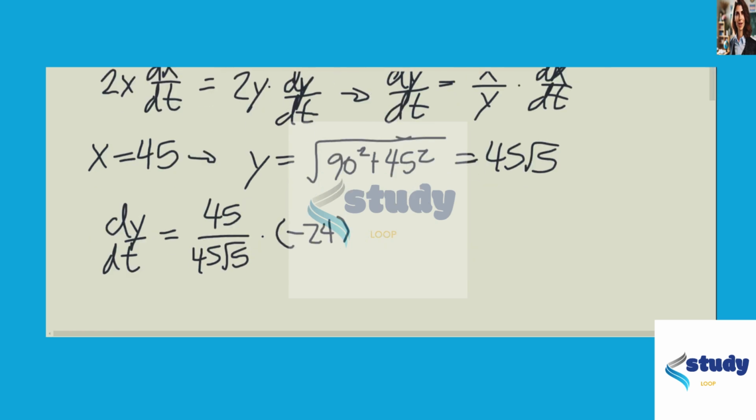And this is equal to negative 24 root 5 over 5. And this is in feet per second.